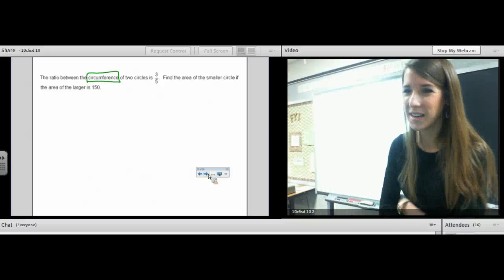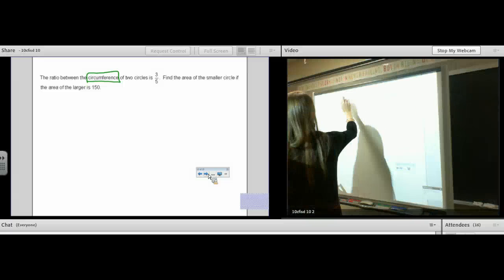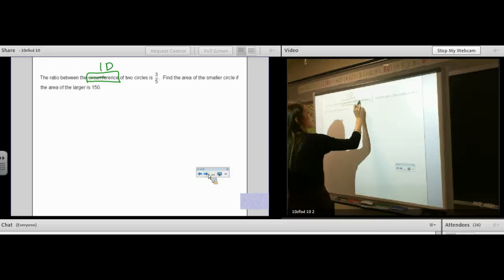Yeah, very good. It's 1D. If it doesn't have the word area and it doesn't have the word volume, it's pretty much 1D. So 1D is all I care about. Now I can cross this out.